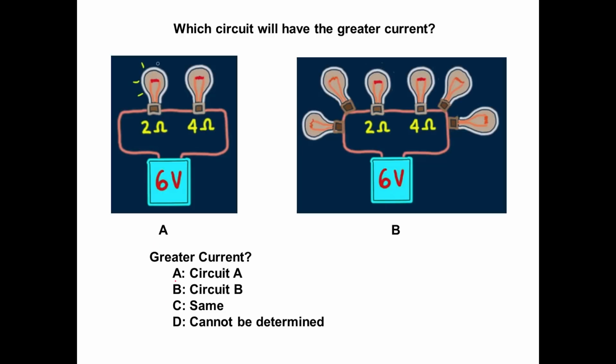The correct answer here, of course, is going to be A, because remember, our current I is going to be equal to V over R. That's the same value of V in both of these cases, and because A has less resistance, it has more current.